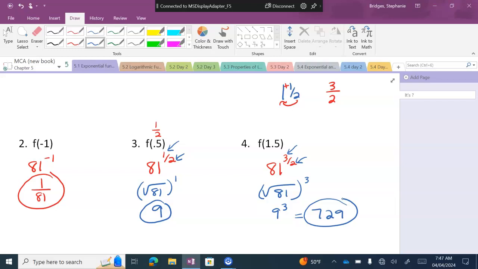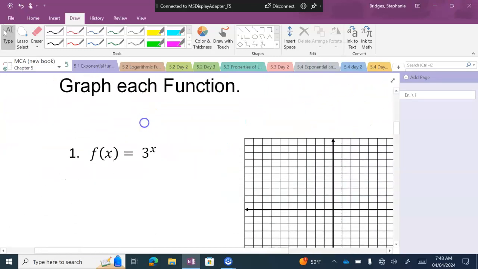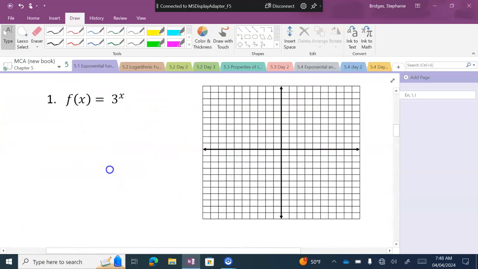Everybody ready? Okay, so let's take a look at the first one. We're going to graph the function 3 to the x power, an exponential function, 3 raised to the x power. And we're going to think back to when we did our graphing before. We're going to do a t-chart. What 5 numbers did we always choose?